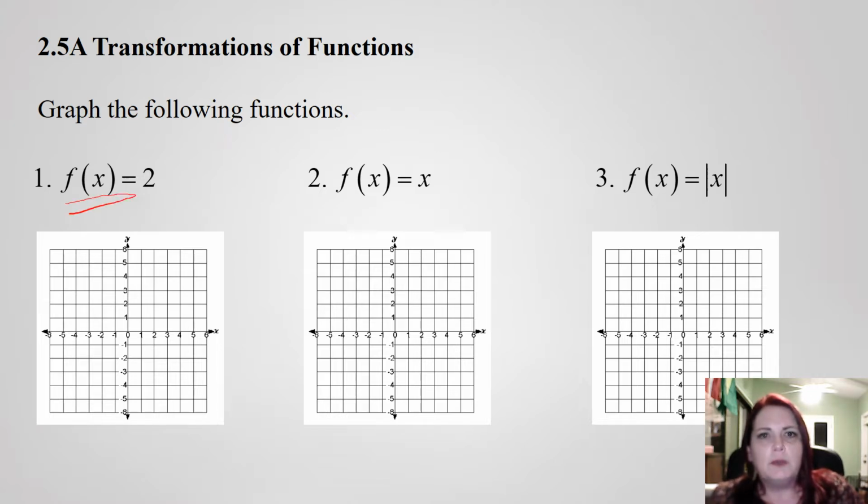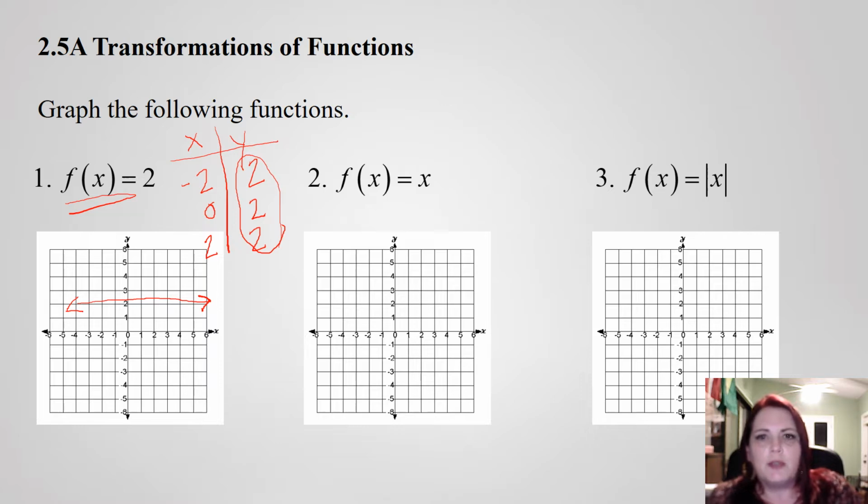So let's see. F of x is equal to 2. So let's do x, y or x, f of x. So if x is negative 2, y is going to be 2. If x is 0, y is going to be 2. If x is 2, y is going to be 2. See the pattern? F of x or y is always 2. So it's going to be a horizontal line at y equals 2.